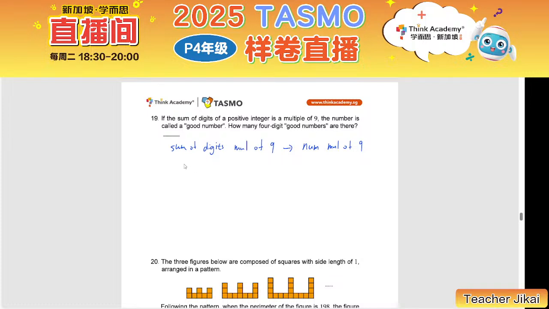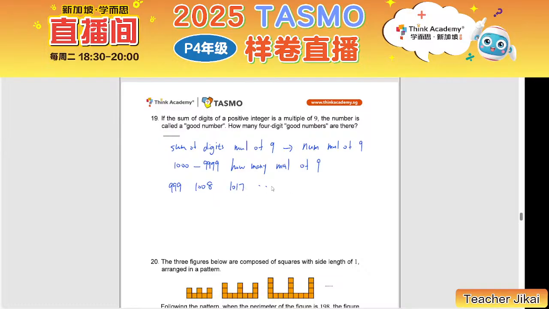So here it is asking from all the 4-digit numbers. The range here is 1000 to 9999, right? It is asking you how many multiples of 9 here. So what is the largest multiple of 9 but smaller than 1000? It is 999, right? And then we get 1008, and then we get 1017.